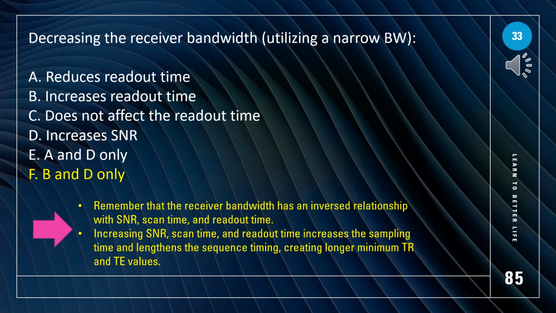Remember that the receiver bandwidth has an inverse relationship with SNR, scan time, and readout time. Increasing SNR, scan time, and readout time increases the sampling time and lengthens the sequence timing, creating longer minimum TR and TE values.